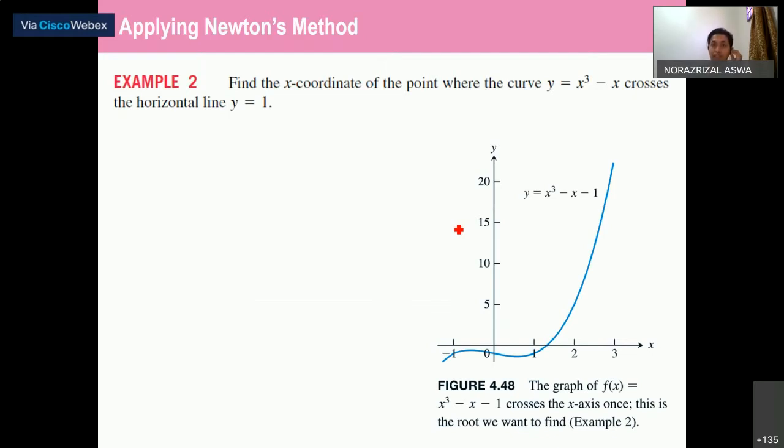So for this example, I'm going to give you 2 minutes to try to find the x coordinate of the point where the curve y equal to x cubed minus x crosses the horizontal line y equal to 1. Okay. 2 minutes starts now.